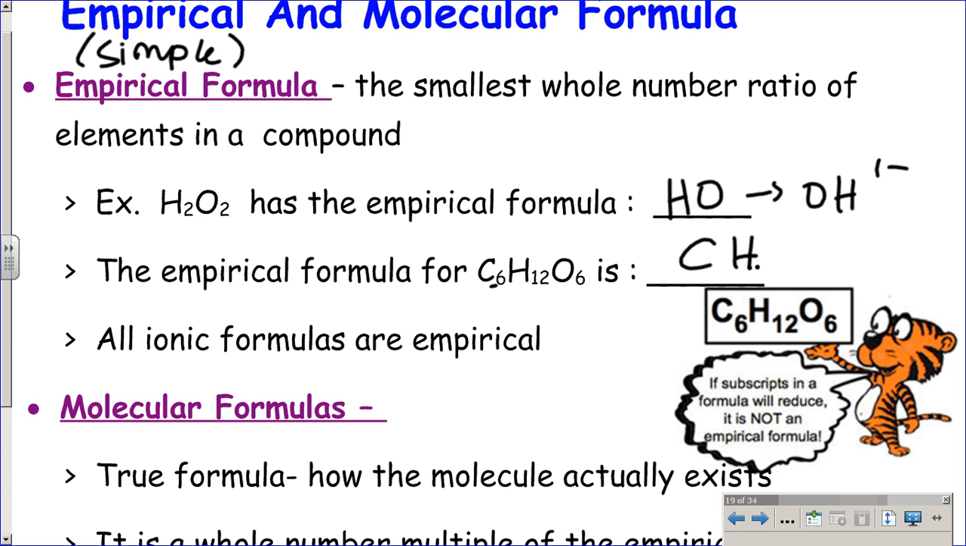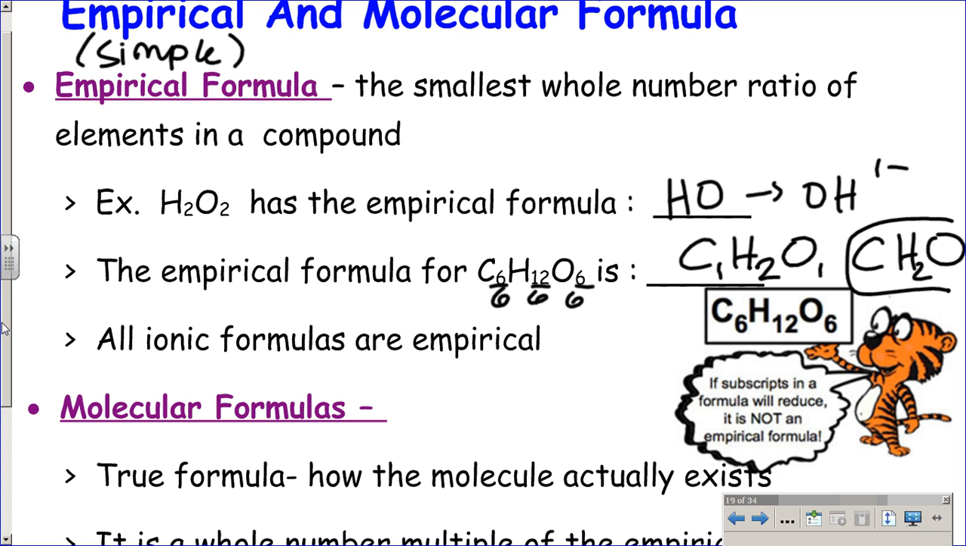What am I dividing each of these by? 6. Okay, so 6 divided by 6 is 1. 12 divided by 6 is 2. 6 divided by 6 is 1, right? So I can reduce that down to CH2O. And this is what you actually learn in biology, that all carbohydrates are a 1 to 2 to 1 ratio, right?